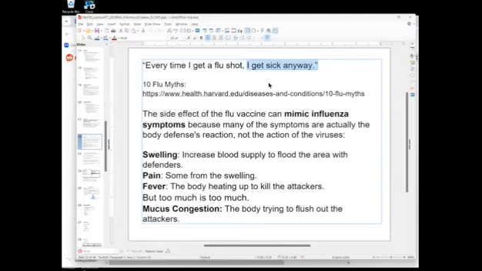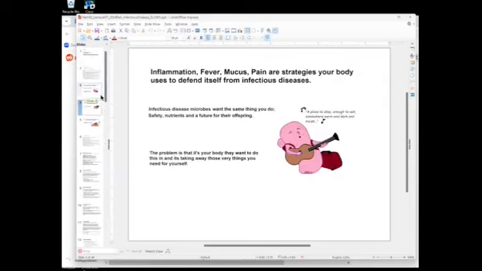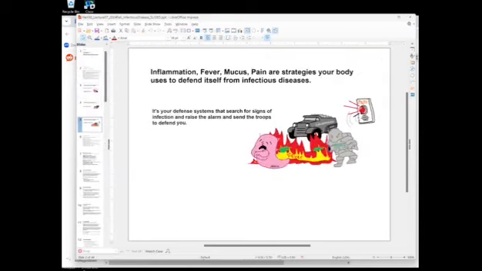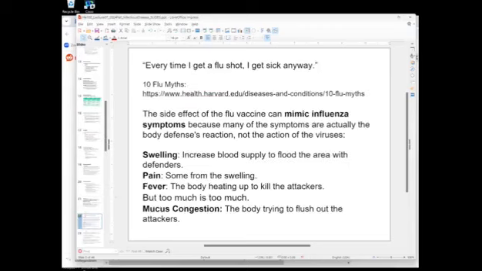But there's another one. How do you know you got sick anyway? What told you that you got the flu anyway? Did you feel swelling? Did you feel pain? Did you feel mucus? Did you feel congestion? That sounds familiar. Isn't that what this individual got? The ones who had the pain, the mucus, the swelling, and the fever? So maybe what you're feeling is the flu shot working.